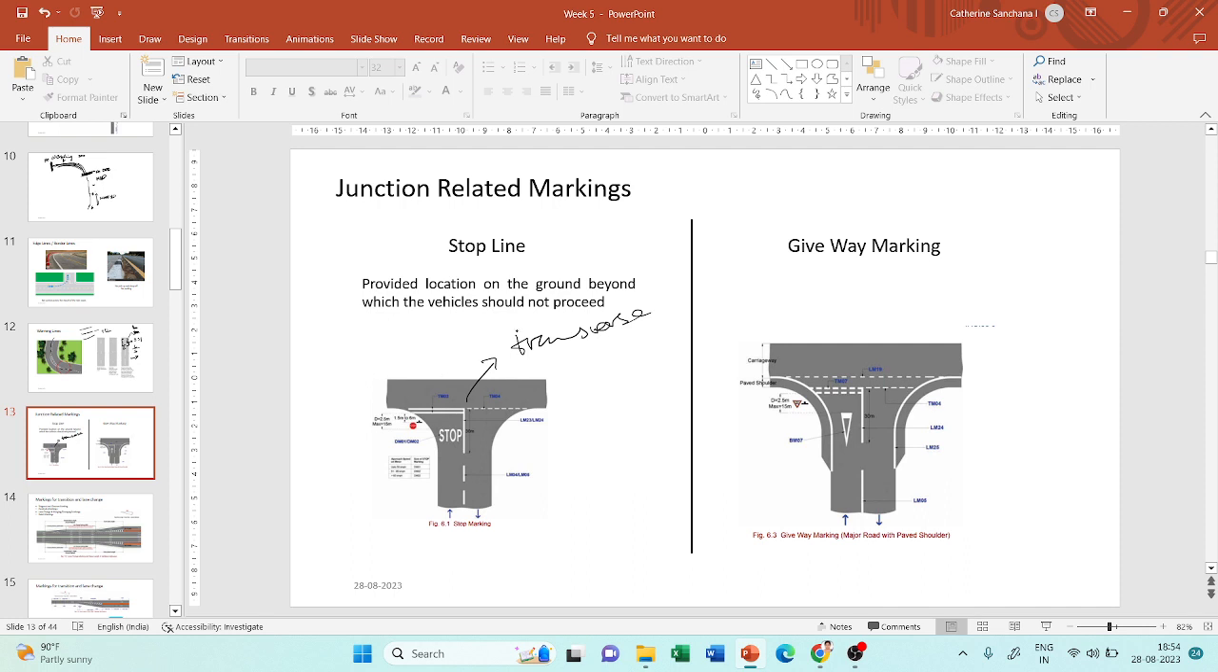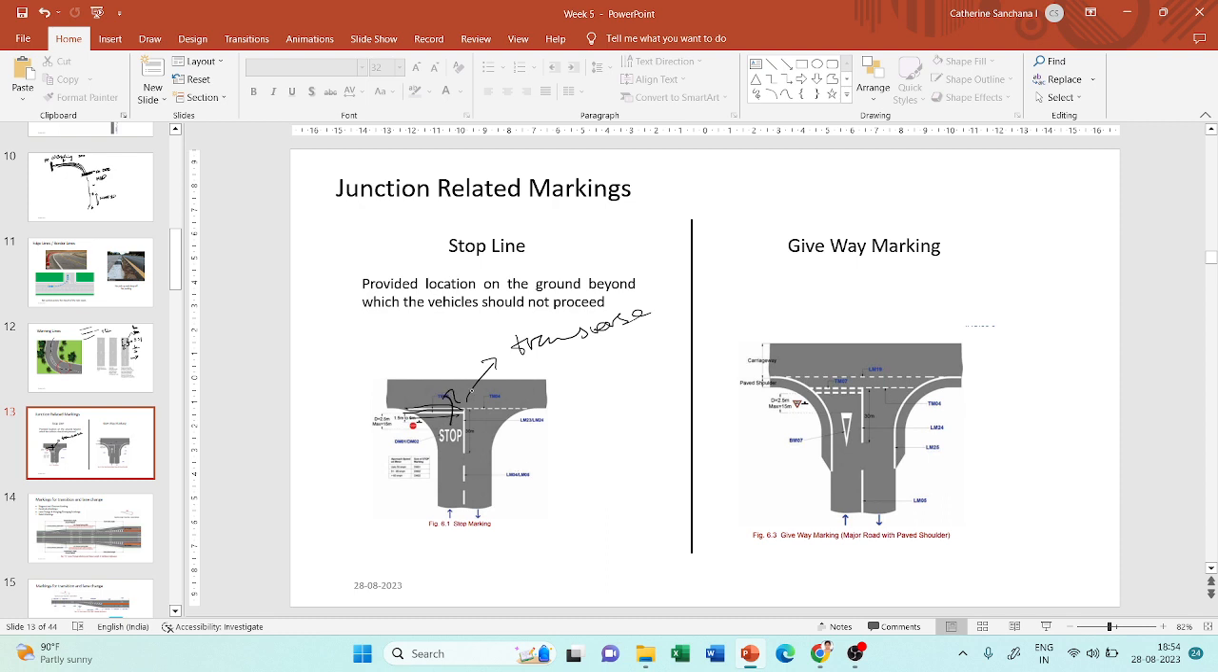As the name says, the vehicle should not proceed beyond this line. Now if you see in a signalized intersection, they would have given you a line. It means that even if you know that you're going to stop for the signal, you should not exceed this line.